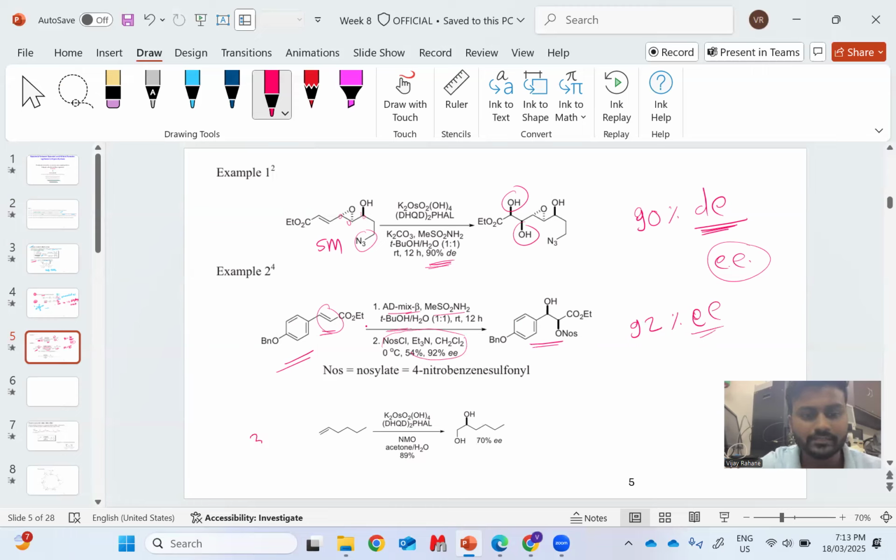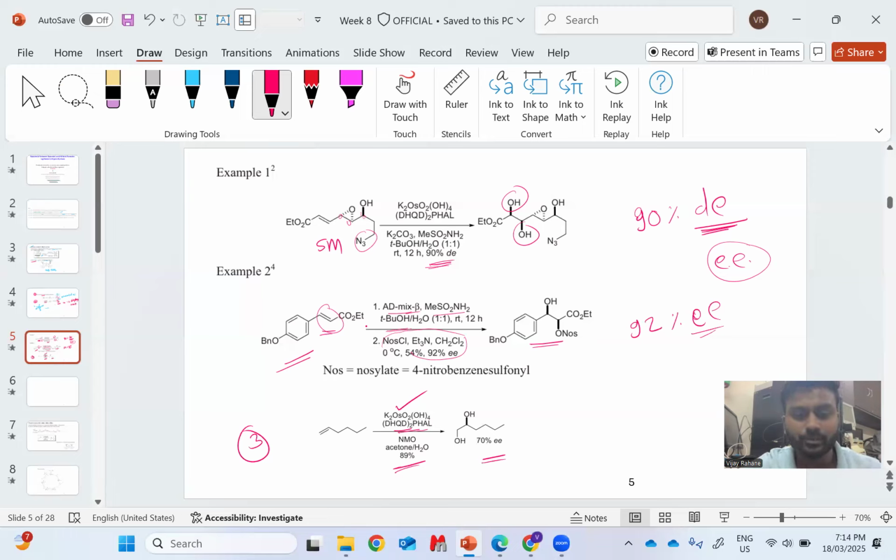So if you look at the third example here, which is a simple olefin, upon dihydroxylation with osmium tetroxide as a catalyst, DHQD-PHAL as a ligand, and NMO as a base, and the reaction performed in acetone-water solvent, it gives a 90% yield of the dihydroxyl product, with an enantiomeric excess of about 70%. So why in this case is the enantiomeric excess low?